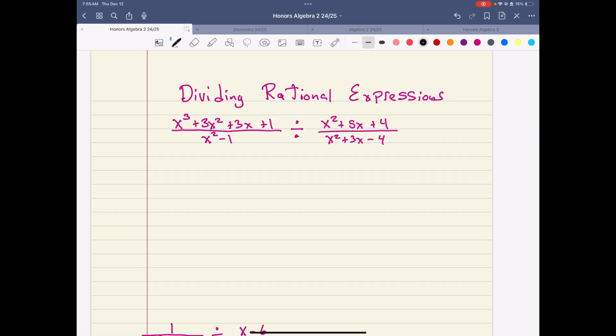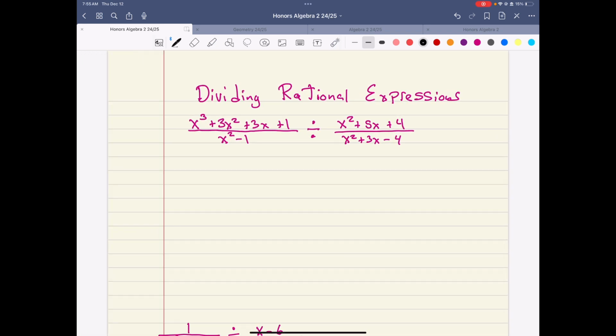Division, not much different. But remember when you divide fractions, if I take something like 1/2 and I divide it by 3/4, you leave the first term alone, you change the division to multiplication, and you do the reciprocal. So this is the same thing as 1/2 times 4/3. So 4/6, which is 2/3.